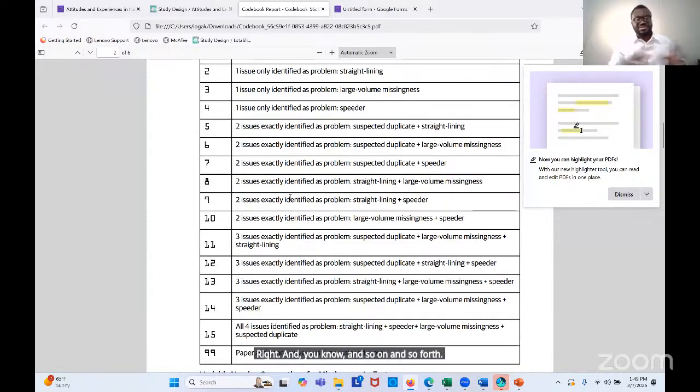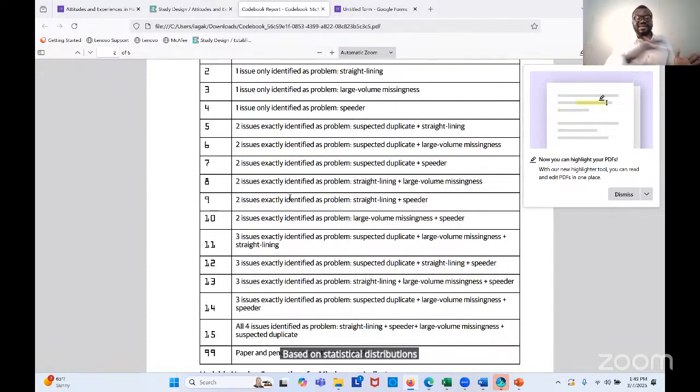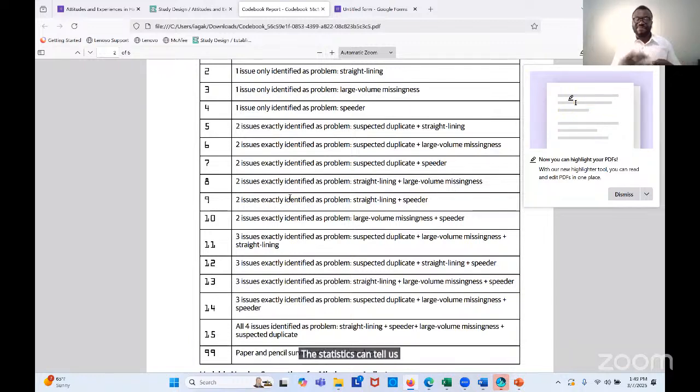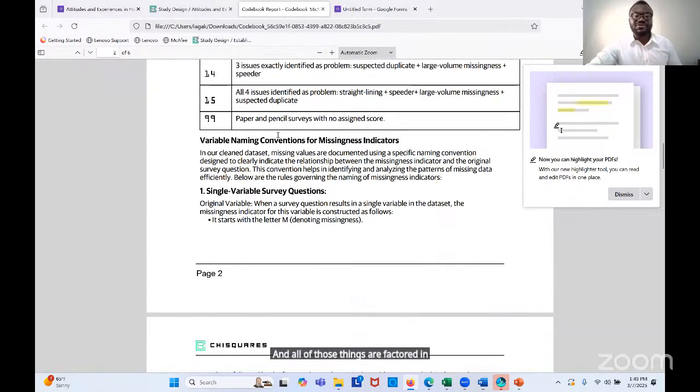It looks at the speed at which the individual completed the survey. If everybody was taking the survey under 30 minutes and you came and took it under 3 minutes, well, that's very suspicious, right? Of course, there's no set time for any given survey. But statistics can tell us whether your survey time was very, very short relative to the rest of the distribution. And all of those things are factored in, so you have a data quality score.